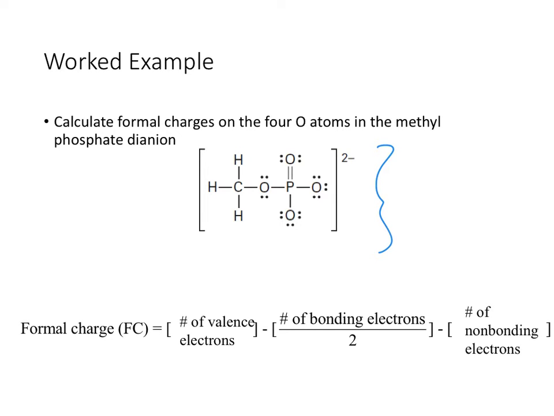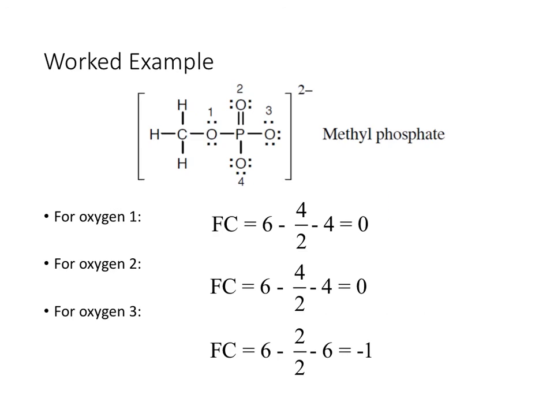Again, you're going to take the number of valence electrons, so you're just going to look up the group number of the element, minus the number of bonding electrons divided by 2, minus the number of non-bonding electrons. So you may want to pause the video and try to do this on your own for each oxygen atom. So for oxygen 1, you look up the group number for oxygen at 6. So it has 6 valence electrons. Now it has 2 bonds, or 4 bonding electrons. So you take 4 divided by 2, and then it has a total of 4 non-bonding electrons.